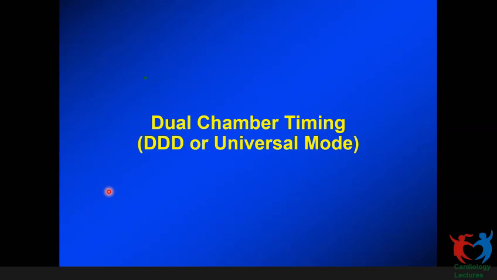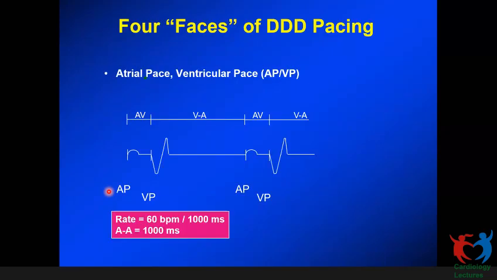So we'll go ahead with the dual chamber timing cycles, which will be DDD or DDDR. Essentially, a dual chamber pacemaker can pace in 4 different combinations. One is, it could be AV sequential. It is A pace, V pace.